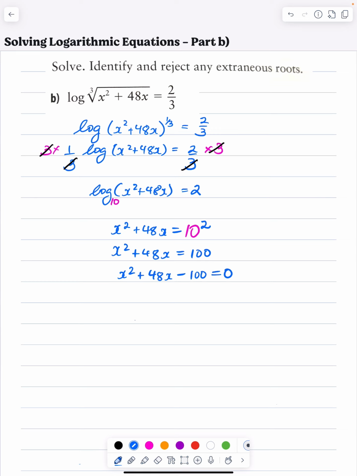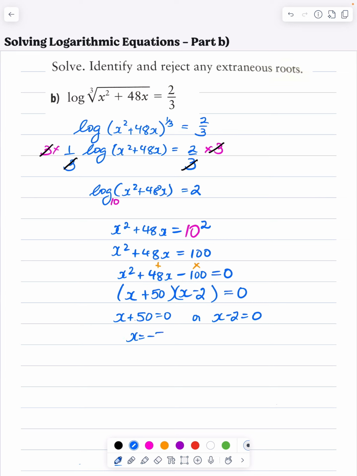We're going to factor this. We're going to look for two numbers that multiply to give me negative 100, and they add to give me a positive 48. So when you factor this, you're going to put your two sets of brackets. You're going to put your x at the beginning of each one, and the two numbers are a positive 50 and a negative 2. Using your zero product property, x plus 50 is either equal to 0 or x minus 2 is equal to 0. This results in x equals negative 50, and this one results in x equals 2.